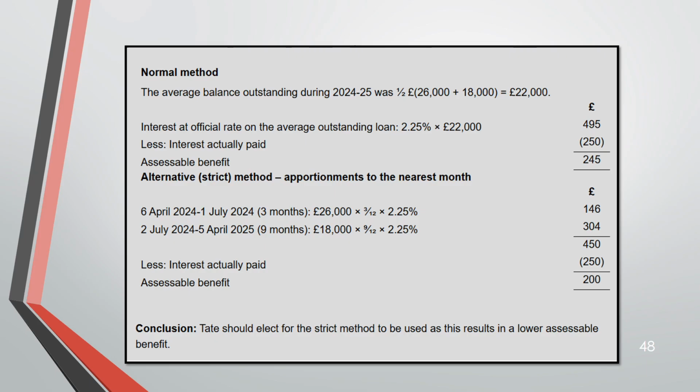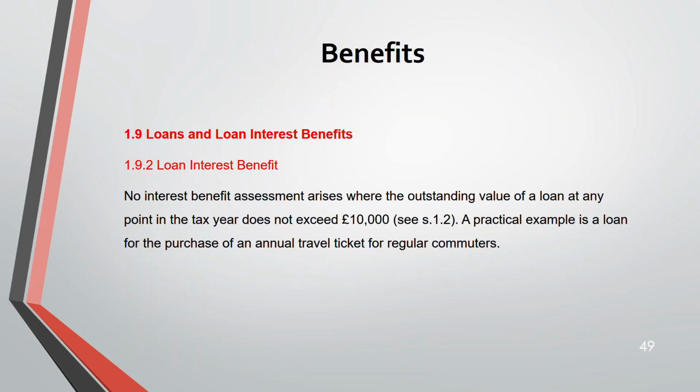So these are the answers. Under the normal method we got 245. The strict method is 200. This is lower, so they will go by the strict method. Now moving on to the amount of loan which does not exceed 10,000. In that case, there is no interest benefit when the value of the loan does not exceed 10,000, if it's less than 10,000.